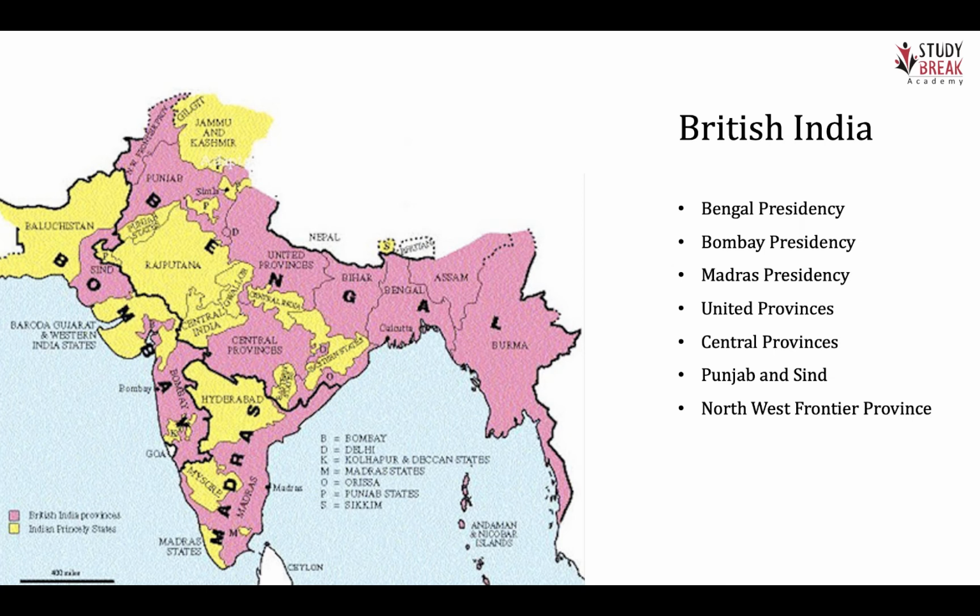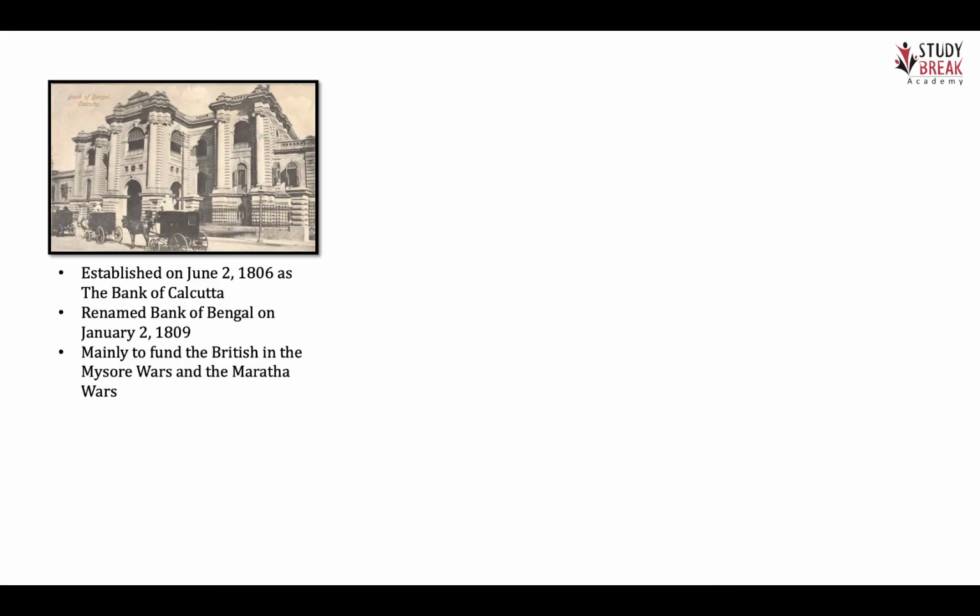Even in Madras, banks were conceived and started, and they did not work out in the 18th century also. But the first running bank, a bank that is still running, was established in Calcutta on June 2, 1806. It was called the Bank of Calcutta, but 3 years later, it was renamed Bank of Bengal because it actually covered or worked for many areas of the Bengal presidency. Okay, the main purpose of making this bank was to fund the British in the Mysore Wars and the Maratha Wars.